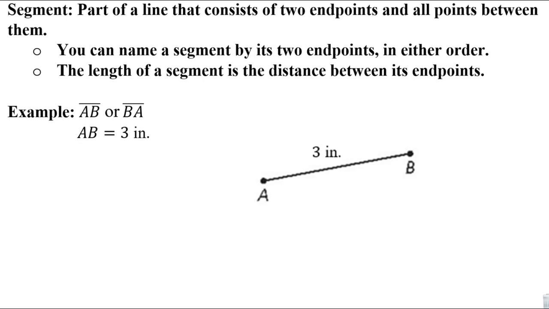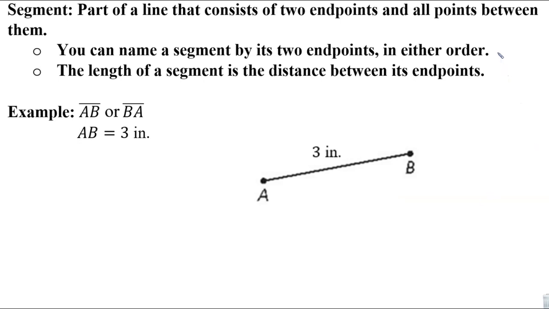Now in geometry, we're going to assume a line is something that goes on forever in both directions. Okay, so what I see here is a segment. If it was a line, we'd have arrows that continue in both directions. Okay, there's the endpoints A and B. The segment is everything between those two endpoints.